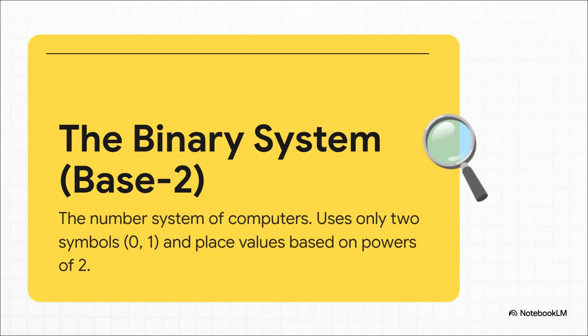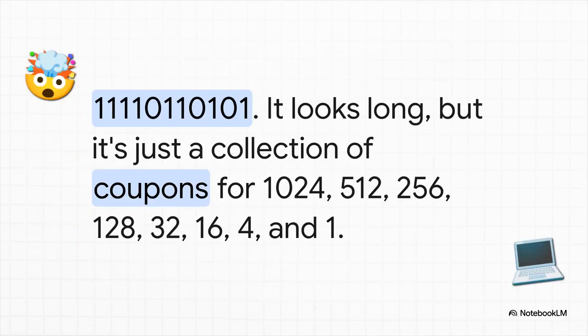So, welcome to the binary system. This is the native language of every single computer on the planet. Here, the coupon values aren't ones, tens, and hundreds. Nope. The coupons are for ones, then twos, then fours, eights, 16s. You see the pattern, right? Each place value is just double the one before it. And with this system, you can represent any number at all.